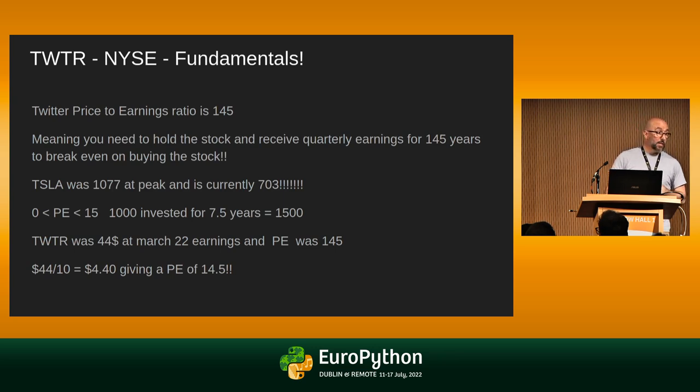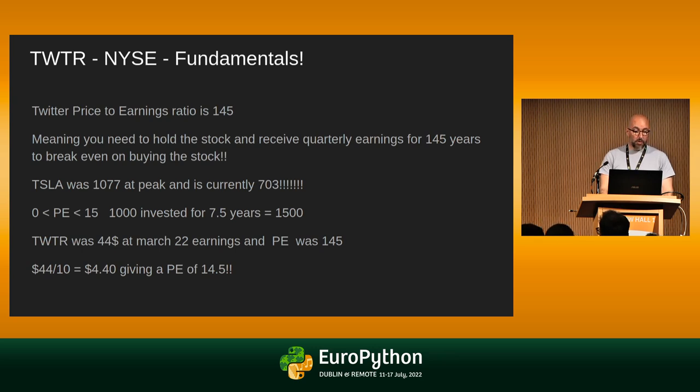Tesla is 1,077 at its peak, 703 now. That's how you know something's overvalued. Investors like it between 15 and zero. If it's 15, it means after 7.5 years, if you throw in $1,000, you get 500 back in profit. You made half your money back. Investors love that. When things get to that level, investors jump in, because that's better than bonds or anything else, you know, Forex or anything like that.